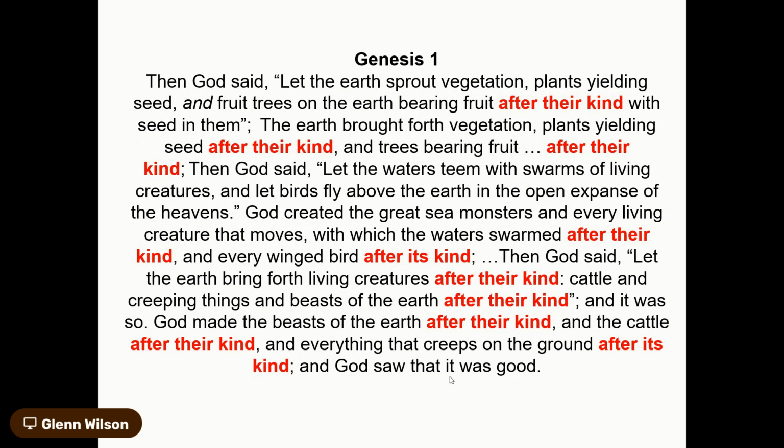It goes on talking about the sea monsters and every living creature that moves, with which the waters swarmed after their kind, and every winged bird after its kind. And God said, Let the earth bring forth living creatures after their kind, cattle and creeping things and beasts of the earth after their kind. Ten times in Genesis 1, he defines biological life as after their kind.